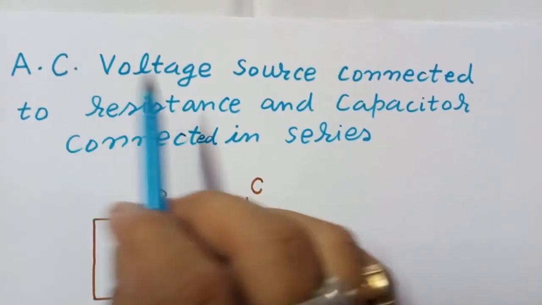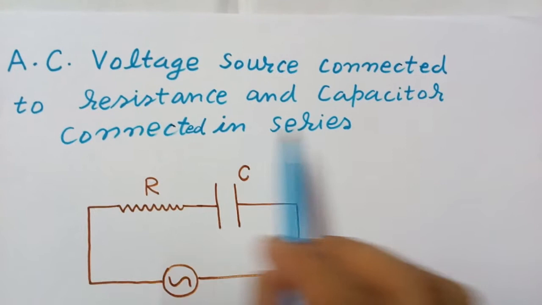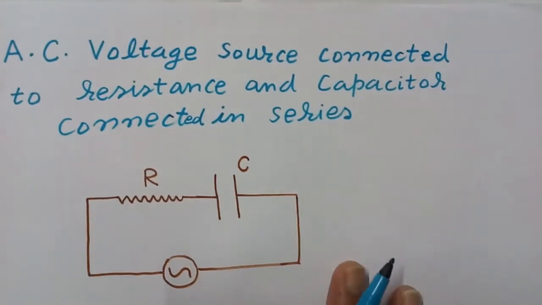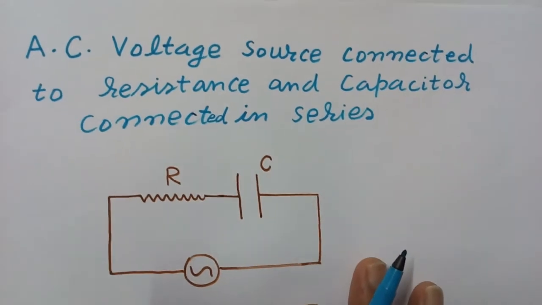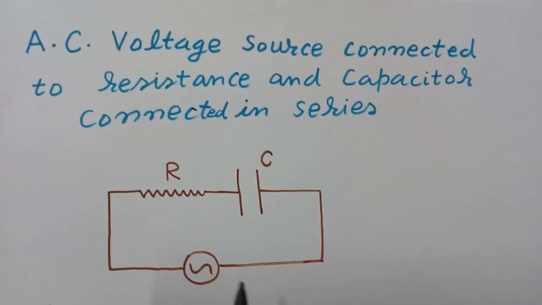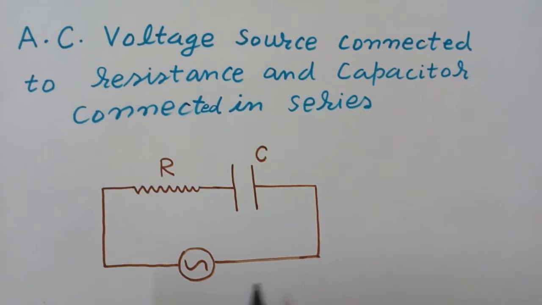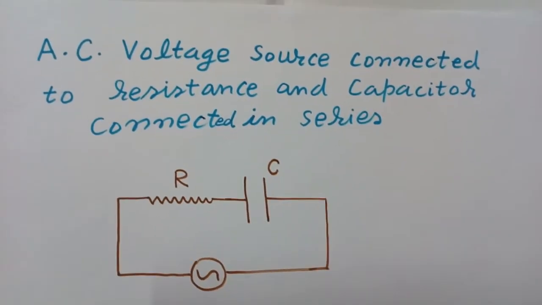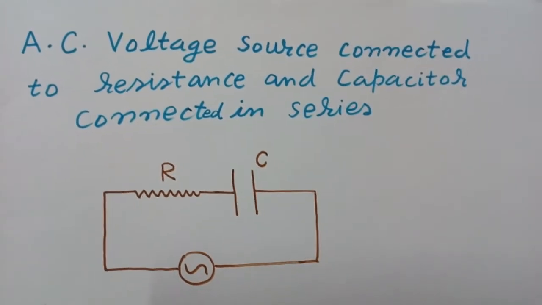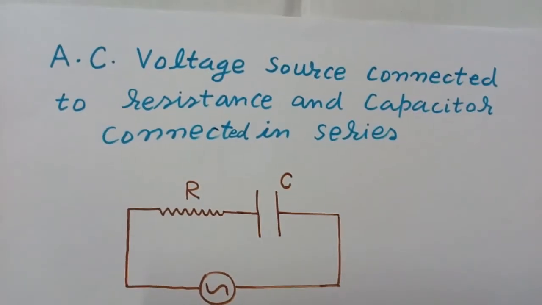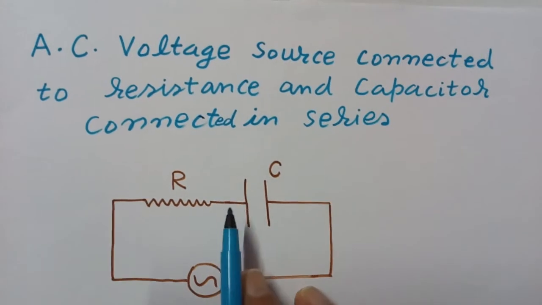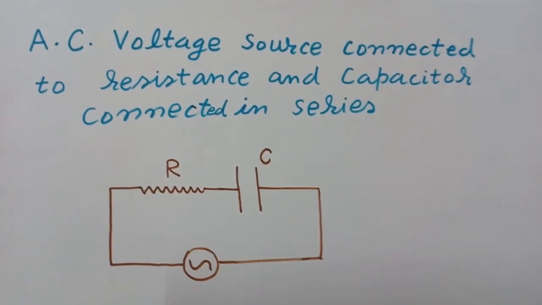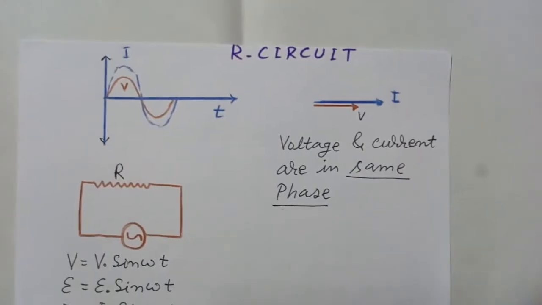Alternating current voltage source connected to resistance and capacitor connected in series. इस वीडियो में हम ये समझ रहे हैं कि अगर एक रेजिस्टेंस और कैपेसिटर को सीरीज में कनेक्ट करके फिर उन्हें एक अल्टरनेटिंग वोल्टेज सोर्स से कनेक्ट कर दें, देन व्हाट विल बी वोल्टेज अक्रॉस और voltage across capacitor, what is phase relation between voltage and current.